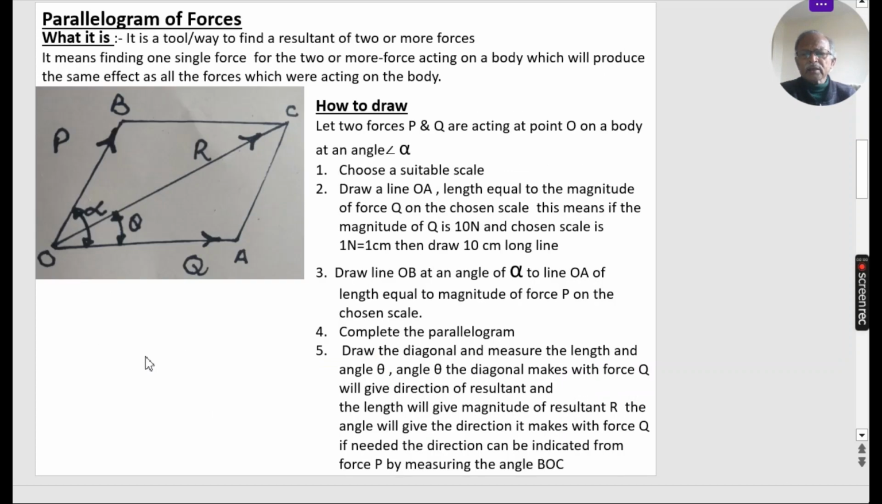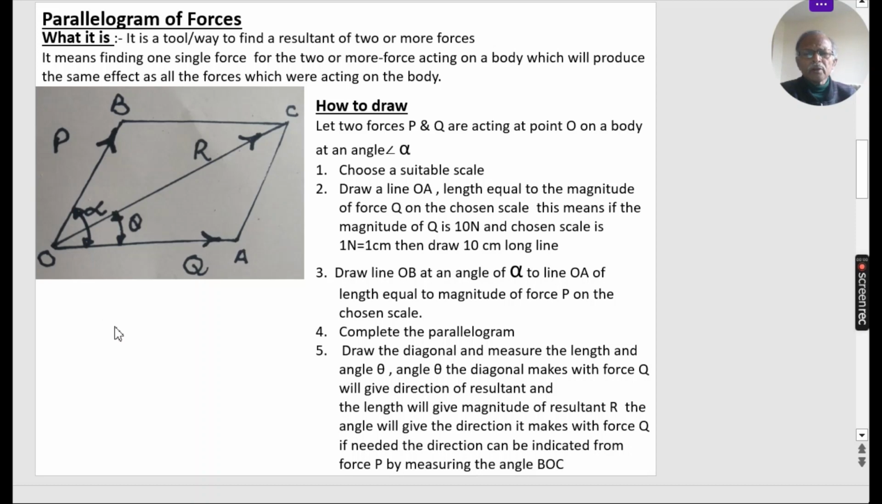So, let us take an example. Let two forces P and Q be acting at a point O. In the figure I have shown here, the two forces are at an angle of alpha to each other. Okay. So now, first of all, we choose a scale.